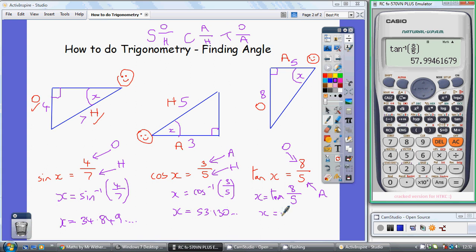So let's assume all of these said to 1 decimal place. This one would be 34.8 degrees. This one would be 53.1. And this one is a bit more complicated actually, because we're having to keep carrying the naught. So that's actually going to be 58.0 to 1 decimal place. And there we go. That's all we have to do.